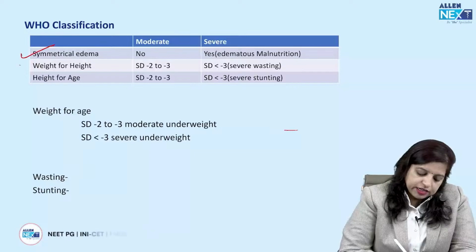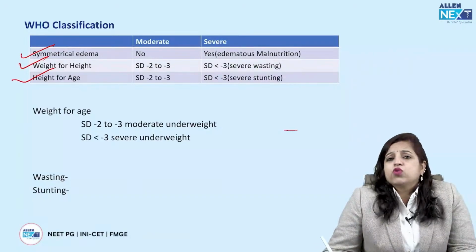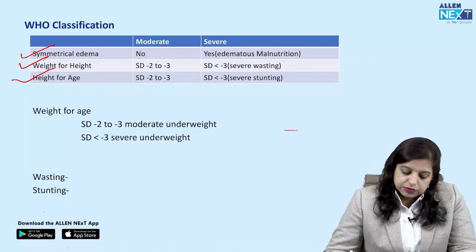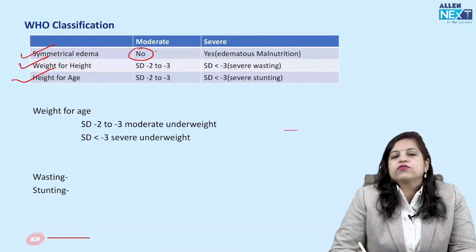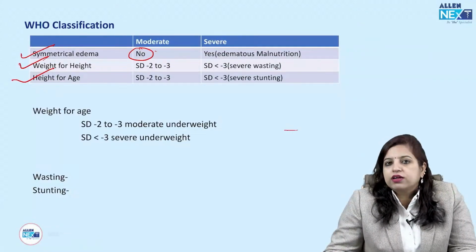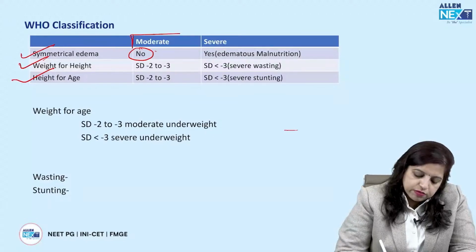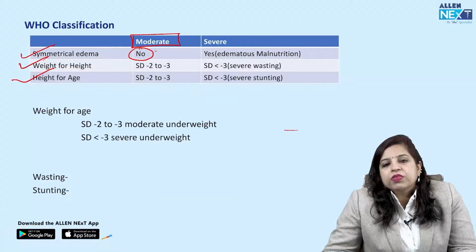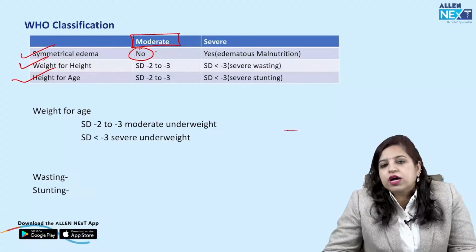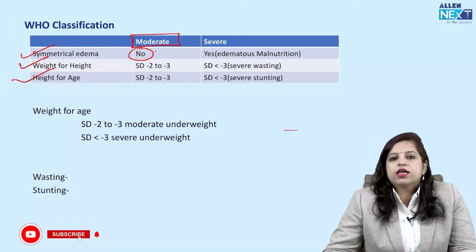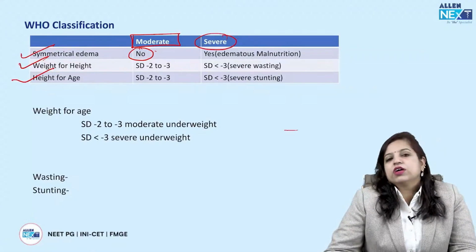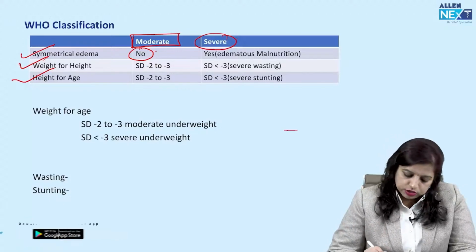Something we should know about the WHO classification of malnutrition, very, very important. These are the 3 criteria we should be aware of: weight for height, height for age, and symmetrical edema. If symmetrical edema is not there and the weight for height and height for age both fall between -2 to -3 standard deviation, we call it moderate malnutrition. If symmetrical edema is there, and the weight for height and height for age are less than -3 standard deviation, then this is severe malnutrition as per WHO, right?